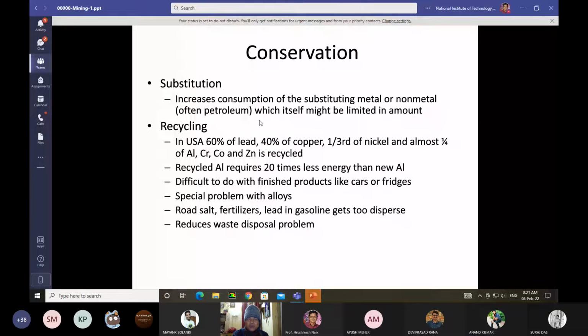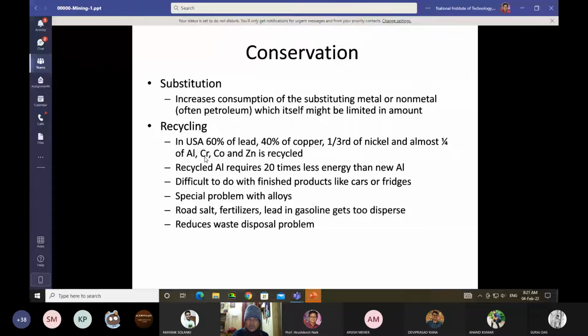You have to find out a substitute mineral, which increases consumption of the substituting metal or non-metal, which itself might be limited in amount. And you have to go for recycling. Recycling means whatever metals you are mining, after use of the metals, instead of throwing them to the atmosphere, they should be recycled. In USA, 60% of lead, 40% of copper, one-third of nickel, and almost one-fourth of aluminum, chromium, cobalt, and zinc is recycled.